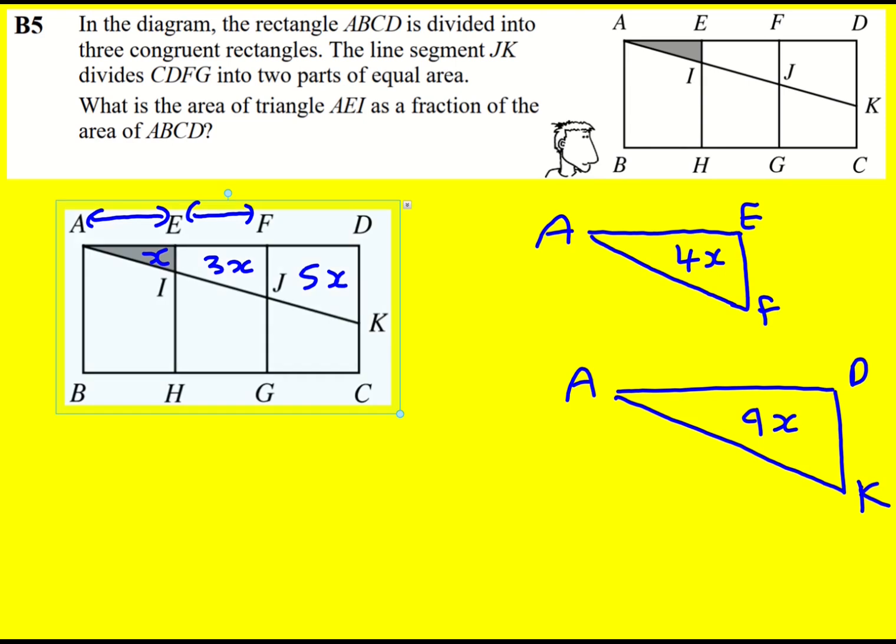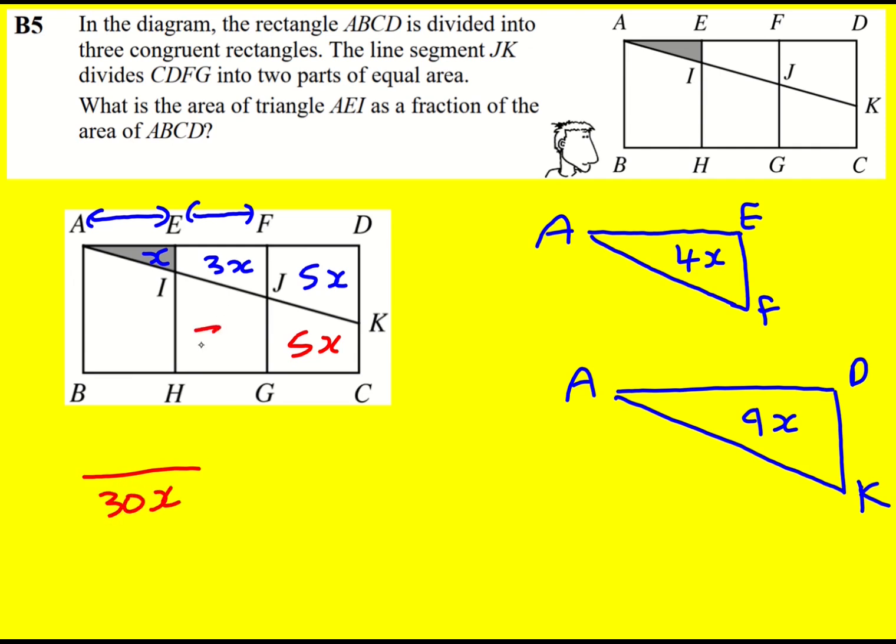We're then told that JK divides CDFG into two parts of equal area. So that means that this is also 5x. Actually, let me do this in a different color now. Okay, so each rectangle has an area of 10x. And there's 3 rectangles, so they are overall going to have an area of 30x.